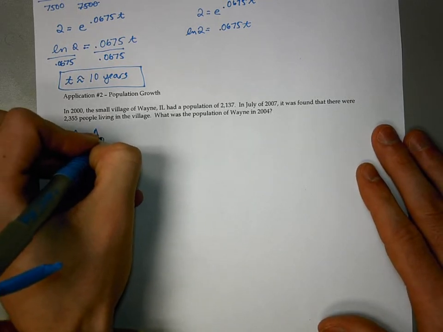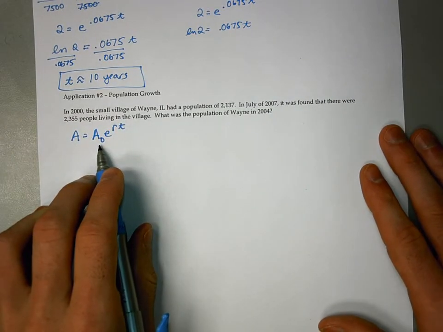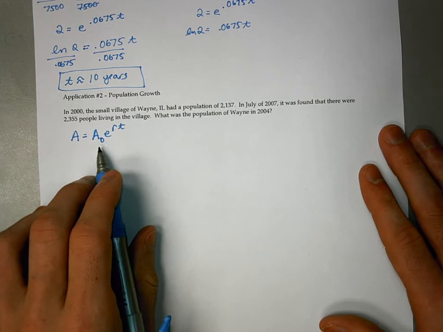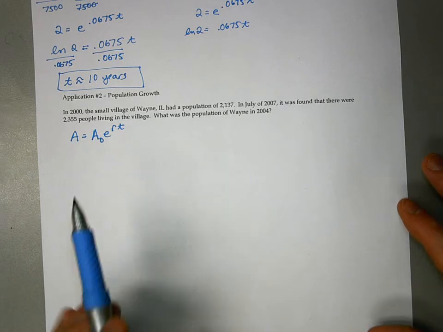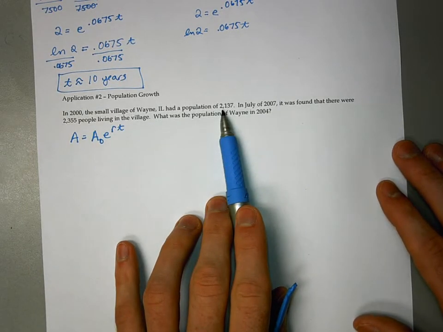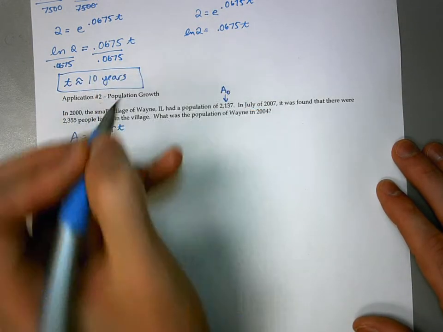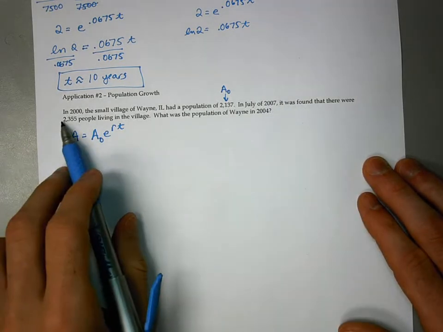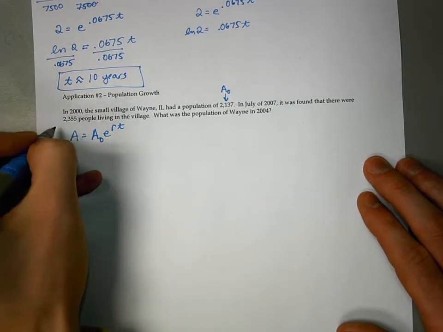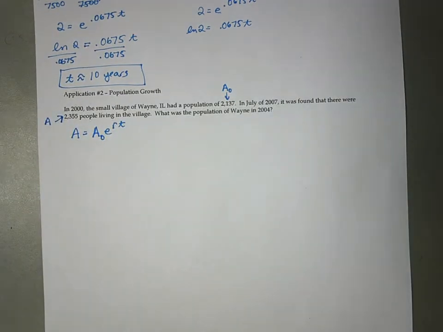A equals a sub 0 e^(rt), where once again a sub 0 is just the starting amount when we have time being 0. So in other words, just my starting amount. So in 2000, the small village of Wayne had a population of 2,137. Right here, that is going to be my starting amount. In July 2007, it was found that there were 2,355 people in the village. So that is going to be my final amount. What was the population of Wayne in 2004? So that's somewhere in the middle.